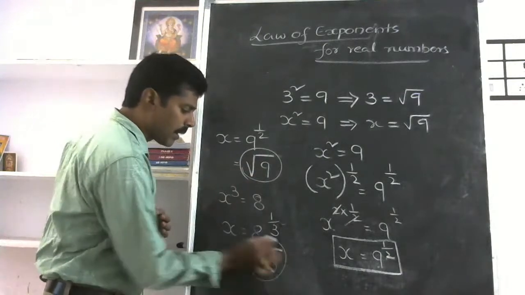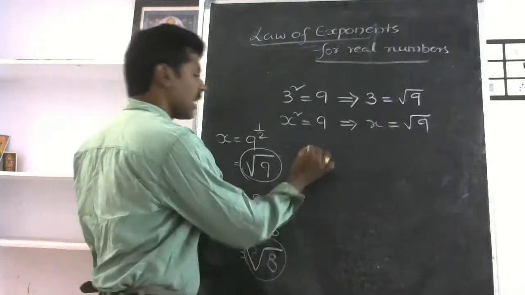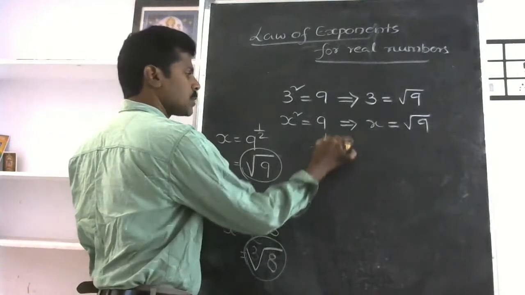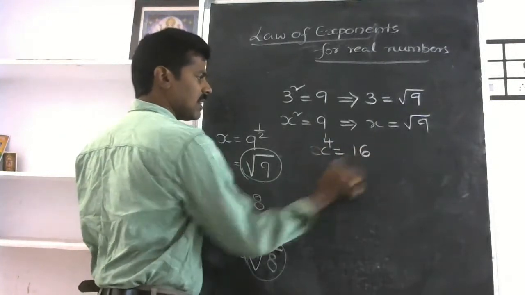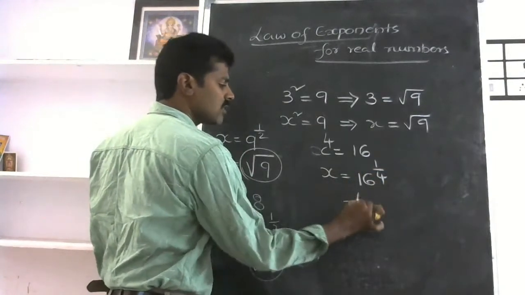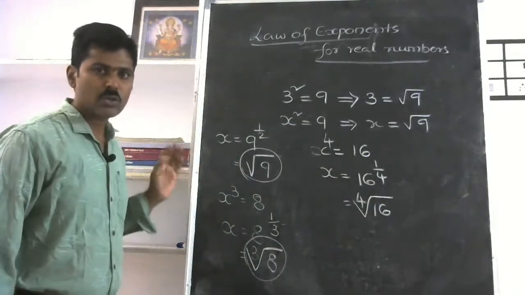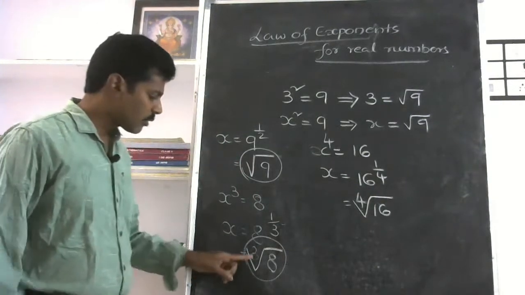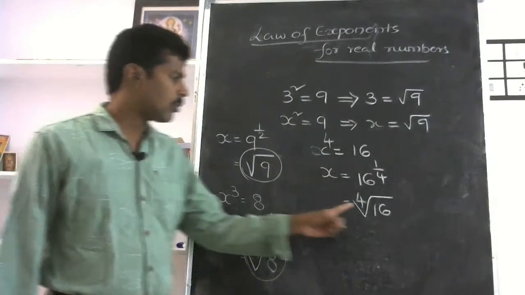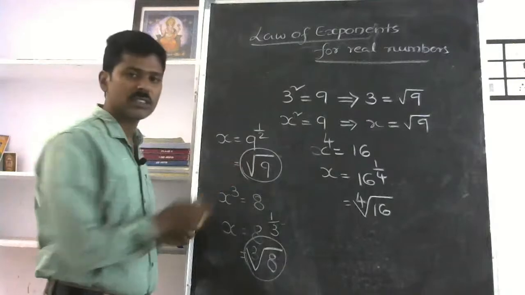Here one more doubt is there. For every number, for cube root or fourth root, for example, if x power 4 is equal to 16, then x will be 16 power 1 by 4. The notation with symbol is fourth root 16. So many will have the doubt: sir, for cube root we write 3 here, for fourth root we write 4 here, but why for the square root don't we write 2 here?